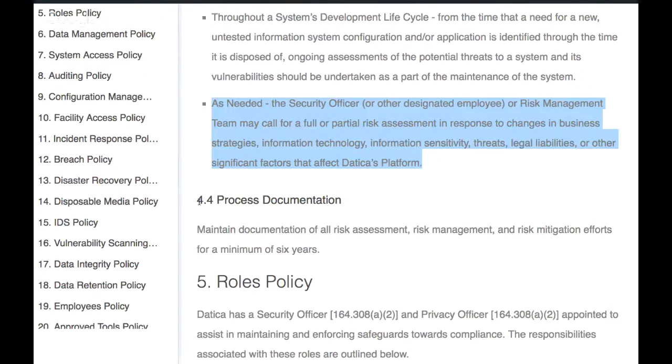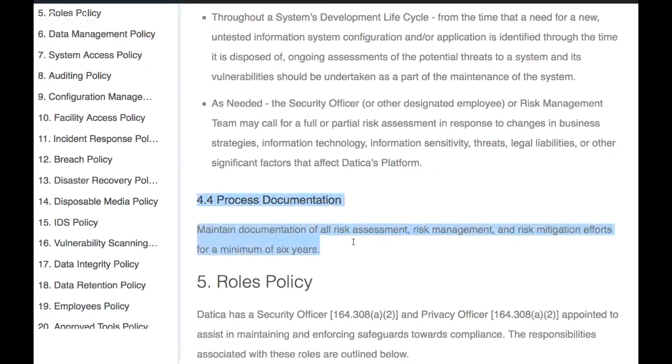Process documentation. Maintain documentation of all risk assessment, risk management, and risk mitigation efforts for a minimum of 6 years. Okay, so all this documentation has to be available for a minimum of 6 years. Cool. That's the risk management policy.